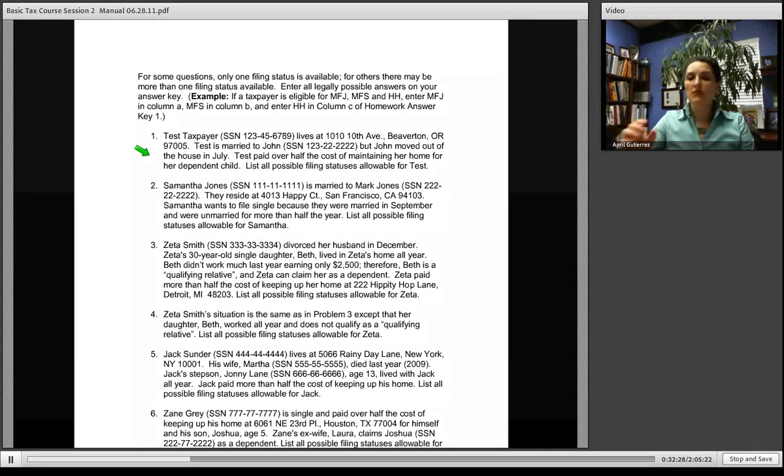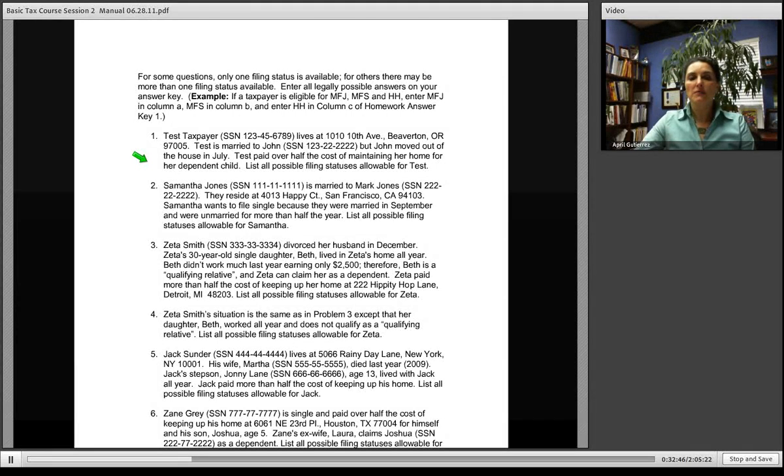So let's do the first one together, and then what I want you to do is push pause and complete the rest of the problems 2 through 10 by yourself. And when you are finished completing problems 2 through 10, then you would resume playback, and I will review the answer key with you. So beginning with problem number 1.